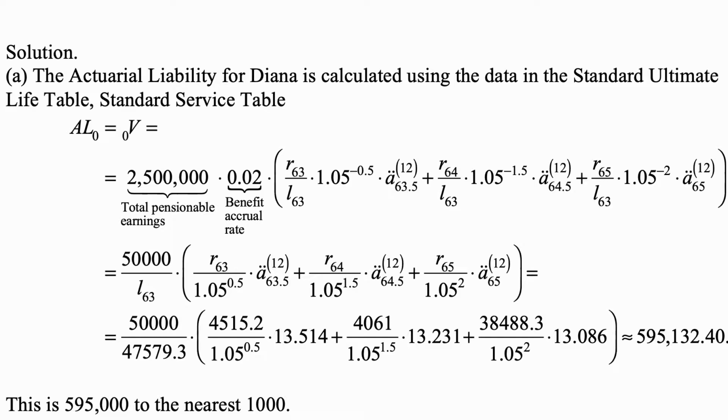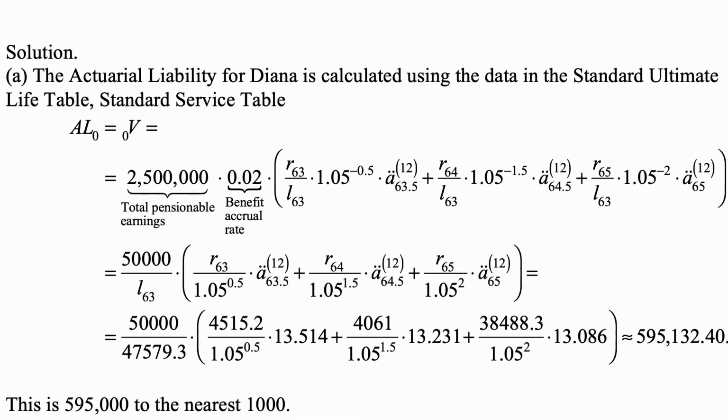Because the benefit is paid in the middle of the year, this is multiplied by 1.05 to the negative 0.5 times the annuity factor in the middle of the year. So this is a benefit rate times probability times discount factor times the cost of annuity, basically. So A double dot 63.5 upper 12, plus the same for age 64. Again, the benefit here is paid at age 64.5. That's why the annuity factor is at age 64.5.